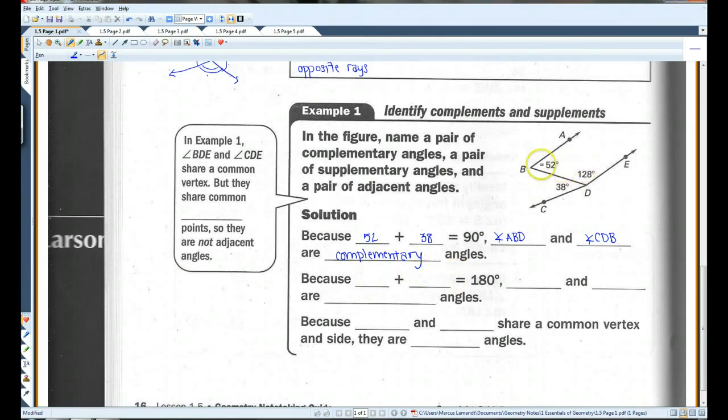Likewise, let's see here. 52 plus 128 adds up to 180. Okay? Therefore, ABD and EDB are supplementary angles.